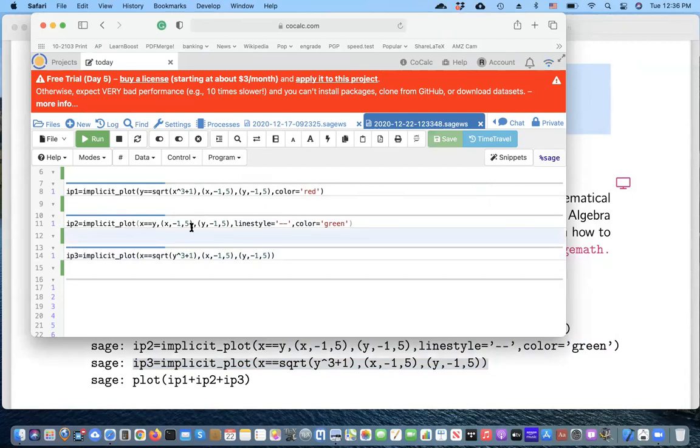IP2 is an implicit plot. It looks like a straight line. It's dashed and it's green. And IP3 is an implicit plot where it's a square root function. And we got no color given there. Let's give it a color. Let's see what happens. Let's take a look. We got red, green. Let's do color blue.